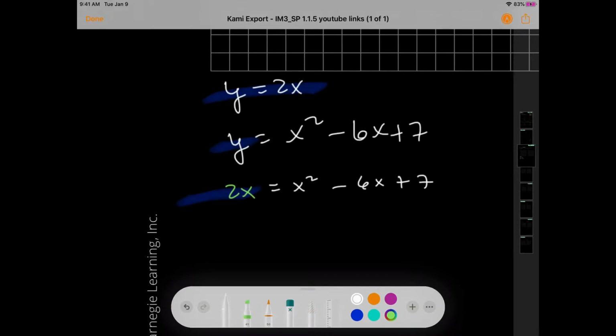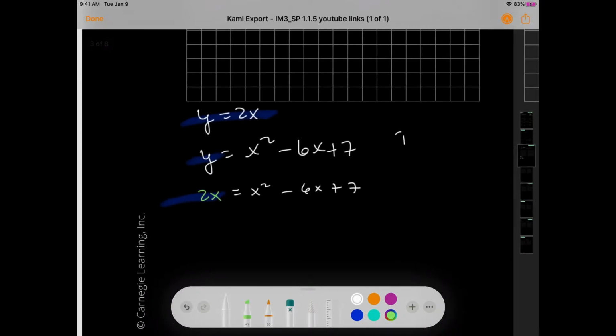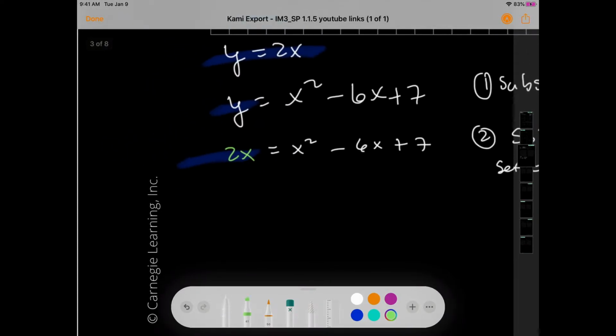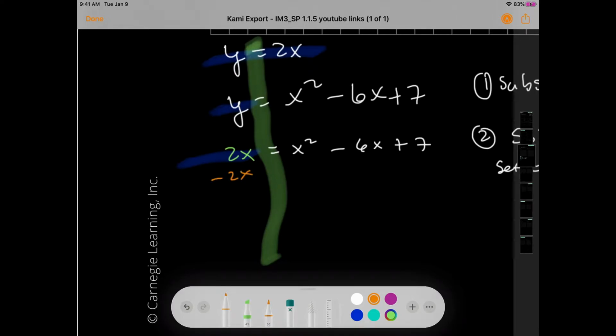So the first thing we did was a substitution, in blue highlight. Next we're going to solve, and in order to solve quadratics, we have to set the equation equal to 0. If you want, you could put a nice straight line down the middle of the equal sign. I'm going to subtract 2x and put it with like terms. So 0 equals x squared minus 8x plus 7.